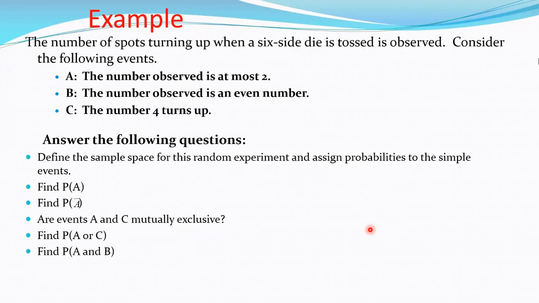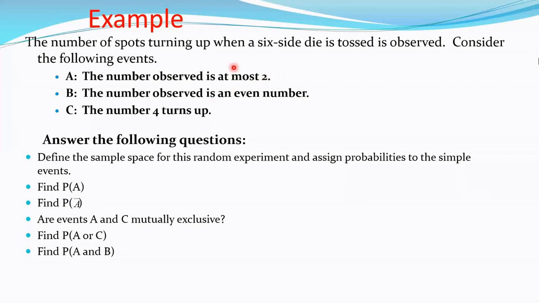Now we are taking an example for the combination of those events. Here we are taking the same example, the number of spots turning up when a six-sided die is tossed and observed. Now consider the following events. Event A is defined as: the number observed is at most 2. Here you have to understand the meaning, and then we can find out how this event is made up of the outcomes of this random experiment. The number observed is at most 2 means the maximum number we observed is 2 or below 2. That is the meaning of at most 2.